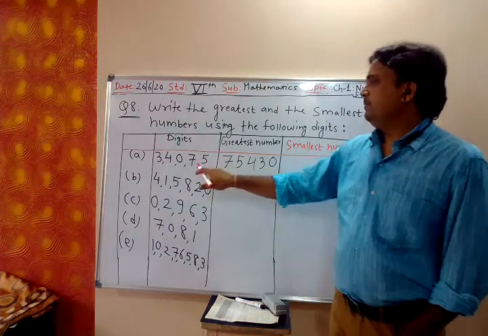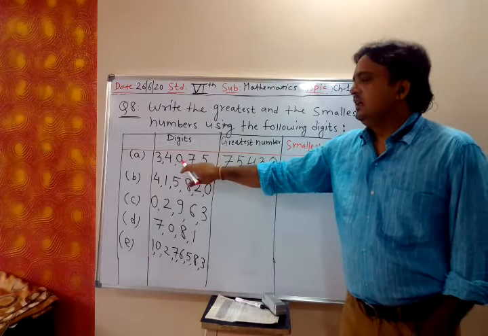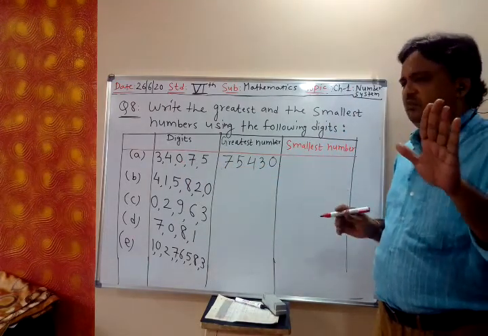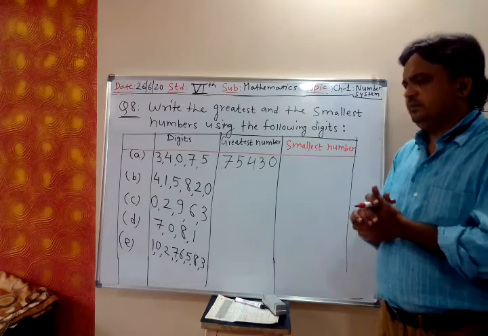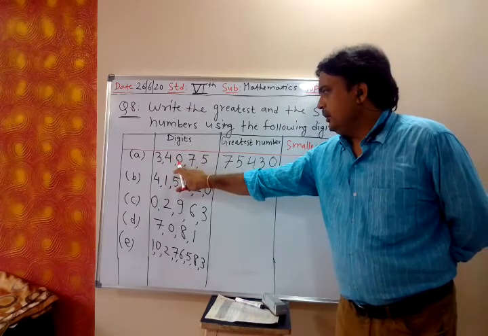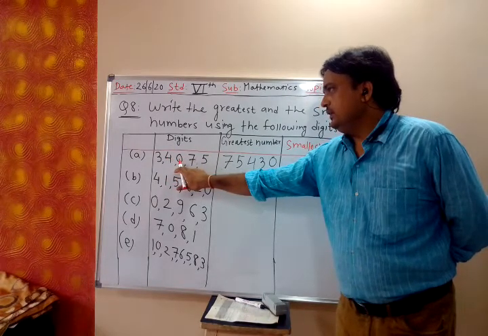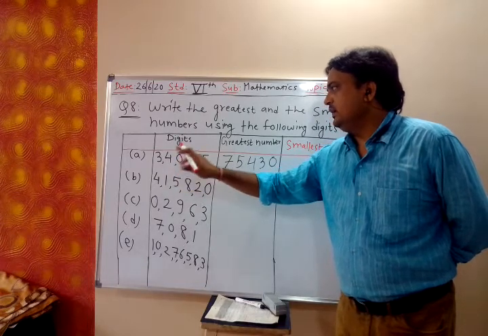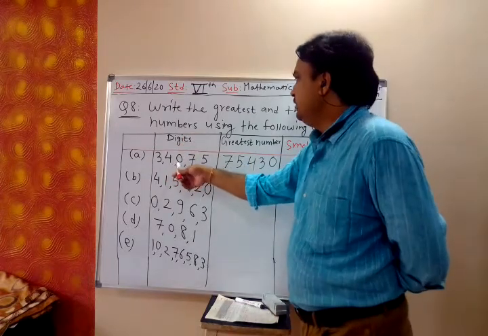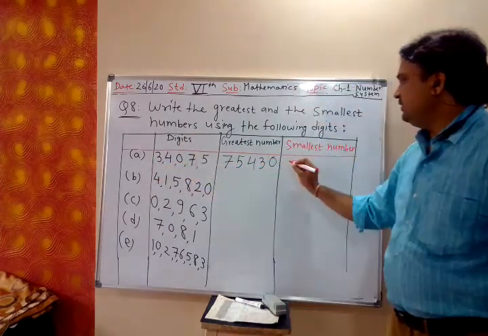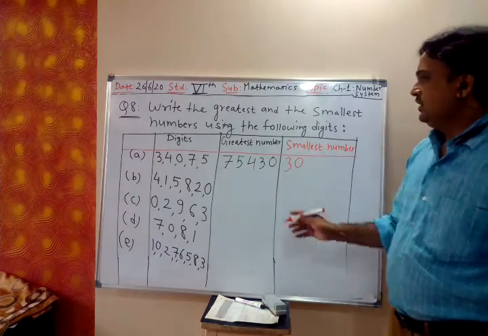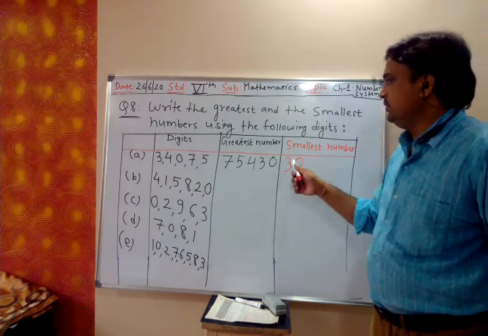For the smallest number, using these digits, I will start with the smallest digit, which is 0, but starting the number with 0 has no meaning. So I will start with the second smallest digit. After 0 comes 3, so I will write 3 first, then 0. I will not write 0, 3. I will write 3, 0.